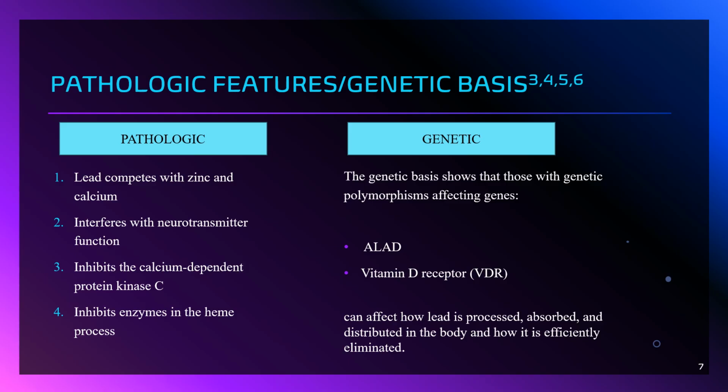Now, the genetic basis, I was surprised to find that there actually is one. It goes with genetic polymorphisms affecting genes like the ALAD and also the vitamin D receptor. These can affect how lead is processed, absorbed, and distributed in the body, but it also affects how efficiently it is eliminated.